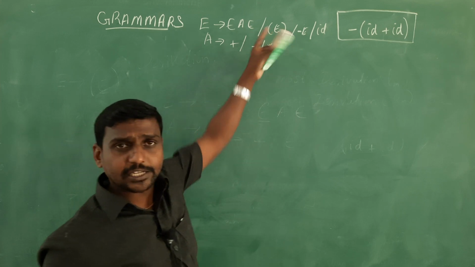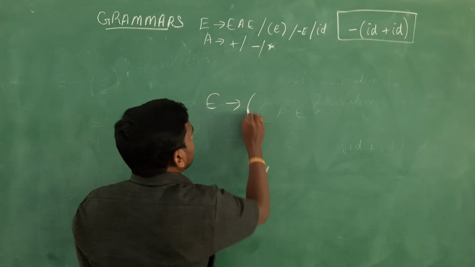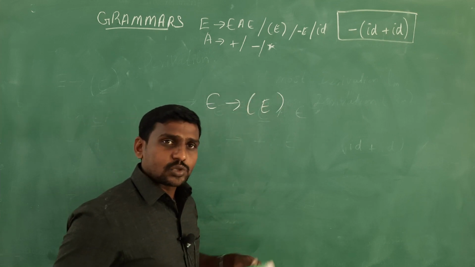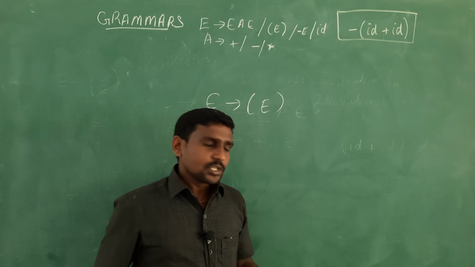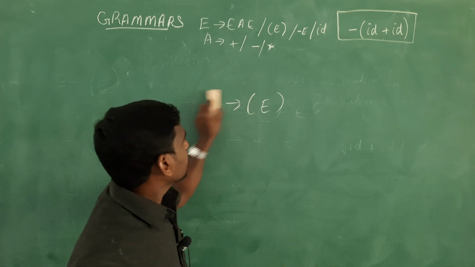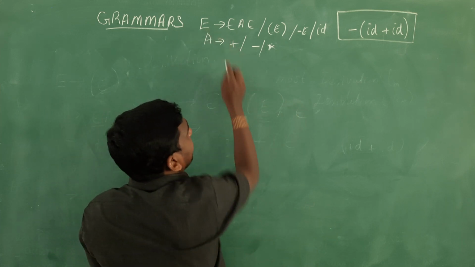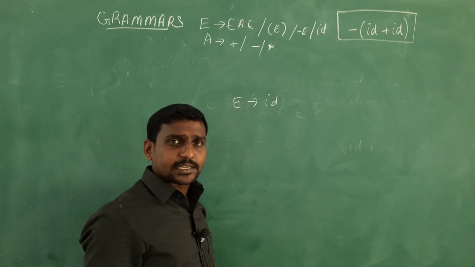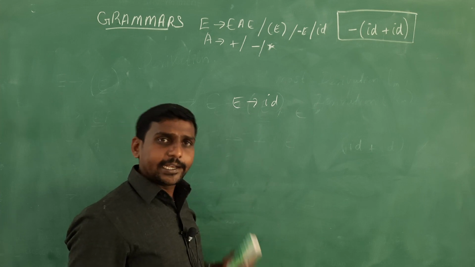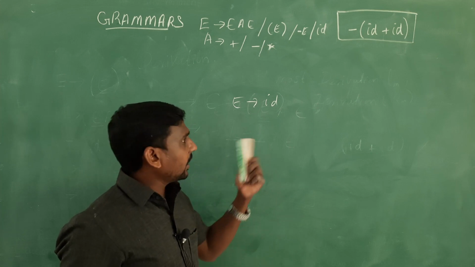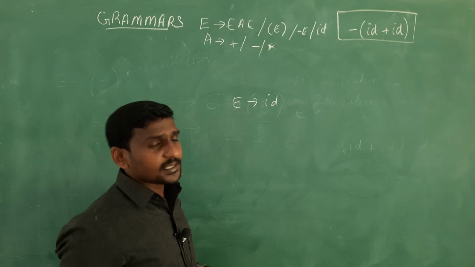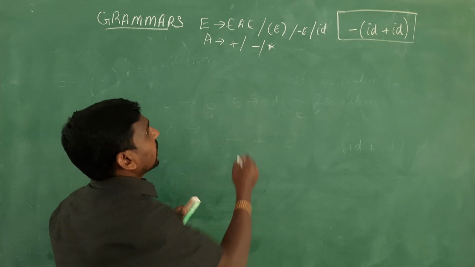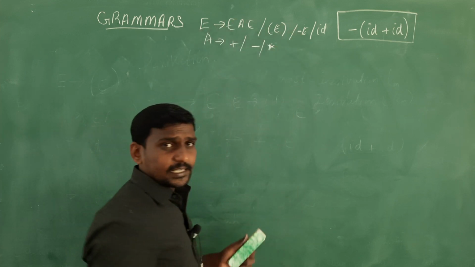Then if I take E tends to open brace E close brace, the first symbol is the open brace, so I cannot obtain the minus symbol first. I cannot take that production either. If I take E tends to ID, I cannot derive the whole string, since only ID is obtained. So I cannot derive minus open brace ID plus ID close brace. So I can take only E tends to minus E.